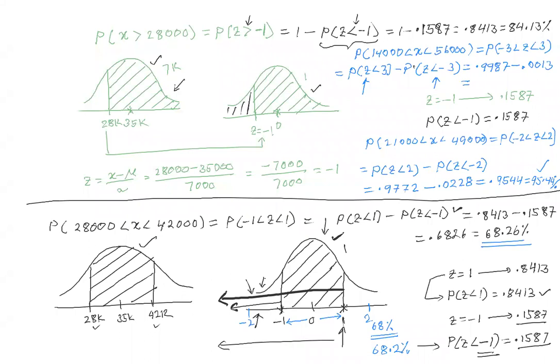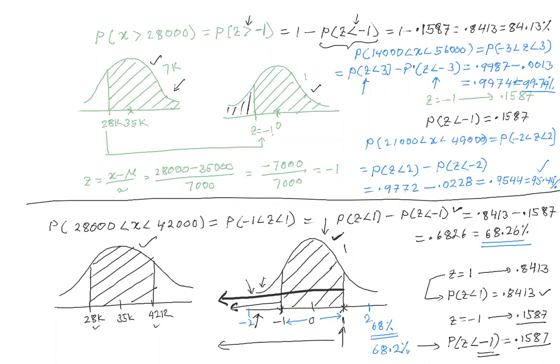If I do the subtraction, 0.9987 minus 0.0013 gives me 0.9974, which is the same as 99.74%. Remember, I said if you move three standard deviations away, it includes roughly 99.7% of the data. So that is what the empirical rule is. We talked about the empirical rule at the beginning of the semester. I just didn't give you enough justification for it. I just said, okay, just take these for granted.